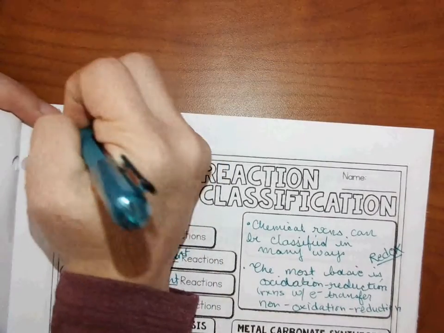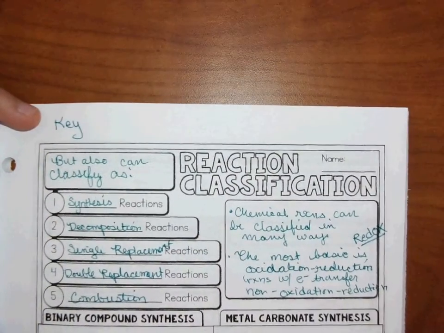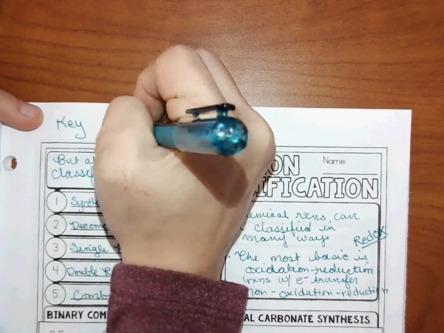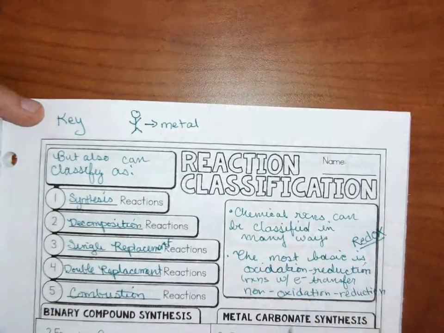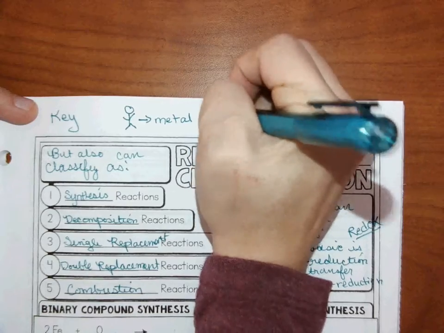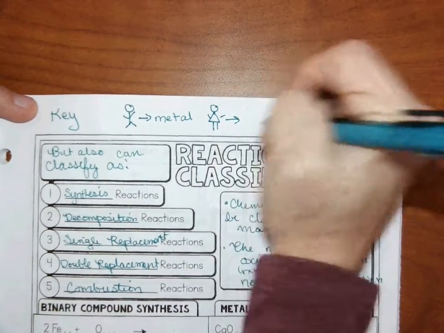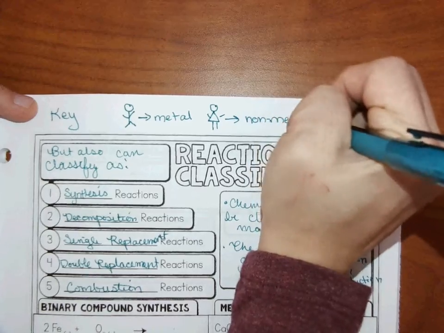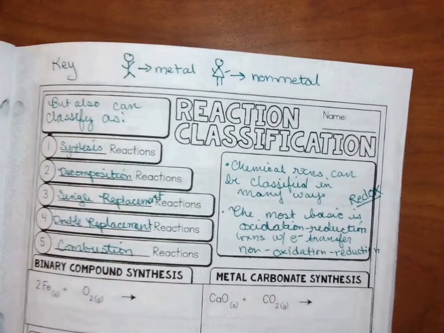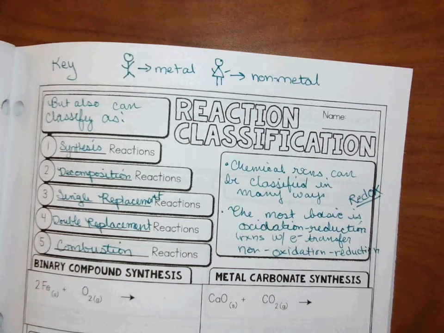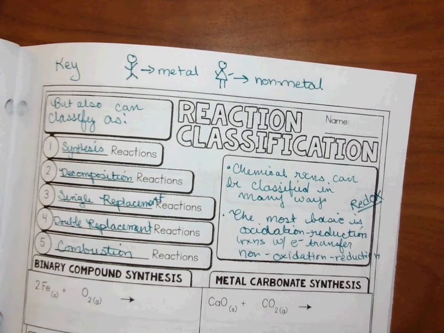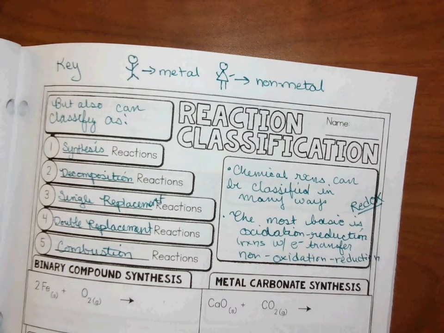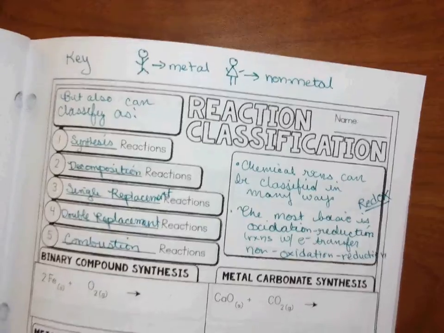I'm going to do a little key here. When I draw a stick figure man, that is a metal. When I draw a stick figure woman, that is a non-metal. And while the majority of my reactions here will be heterosexual, that doesn't mean that there aren't other things that can happen. It just happens that these reactions are going to look this way. It's just a simplified way of thinking about this.